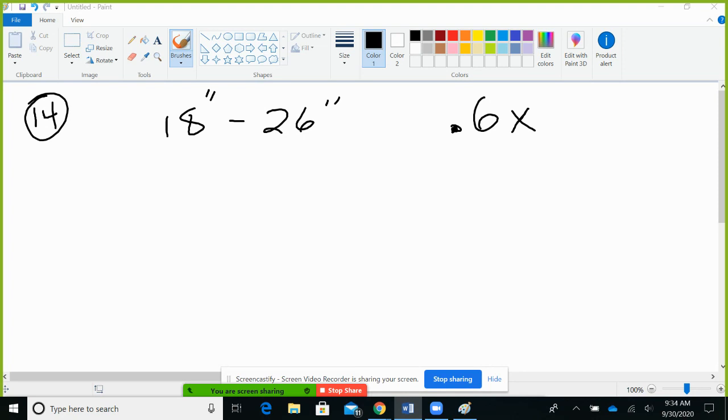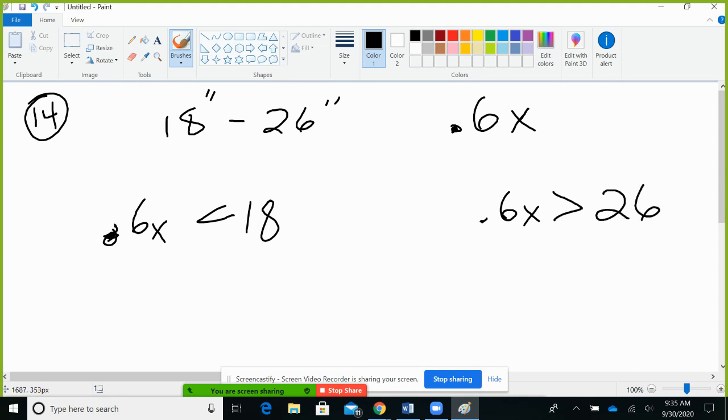Write and solve a compound inequality that represents the leg lengths of cyclists the shop does not provide bikes for. So it does not provide bikes for anything less than 18: 0.6x is less than 18. And 0.6x is greater than 26. So the bike shop does not provide bikes for those two groups. And you need to solve that.